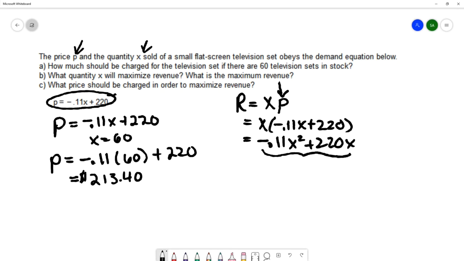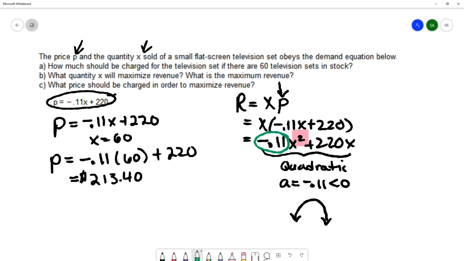Our revenue equation or function is a quadratic equation. I know it to be a quadratic equation because of the squared. The graph of a quadratic is a parabola. And the coefficient on the squared term, what we usually call the leading coefficient, tells me whether my parabola is facing up or down. This is a, which is negative 0.11, a negative leading coefficient, and that tells me that my parabola will be a down-facing parabola. This is significant because we're looking for the maximum revenue, and the maximum here will occur at this little peak, which we call the vertex. So that maximum value is the vertex.